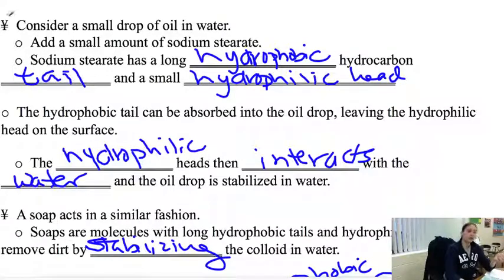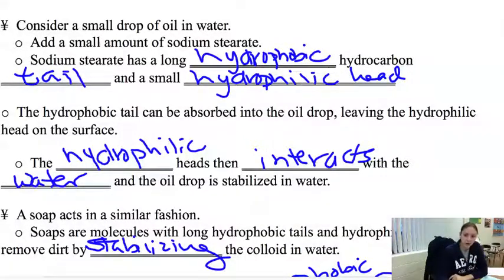Okay. We're going to talk about a small drop of oil and water. Okay. If we add a small amount of sodium stearate to it, sodium stearate has long hydrophobic hydrocarbon, meaning HC, tails, and a small hydrophilic end. The hydrophobic tail is then absorbed into the oil drop, leaving the hydrophilic head on the surface. So the hydrophilic end then interacts with the water and my oil drop is happy. So that's why oil then actually stays in water, because you get something there to stabilize it, then the oil will actually kind of look like it's dissolving.